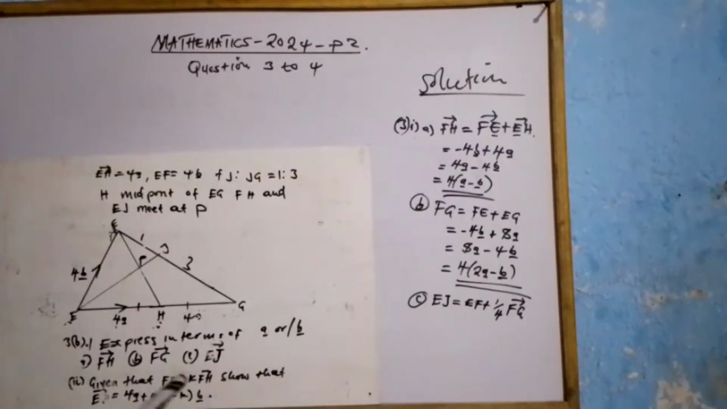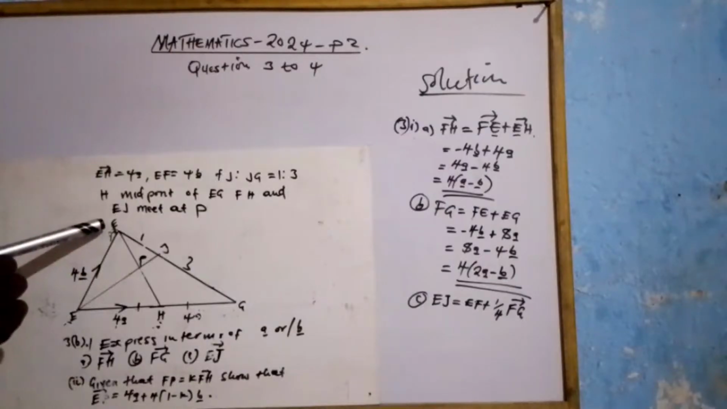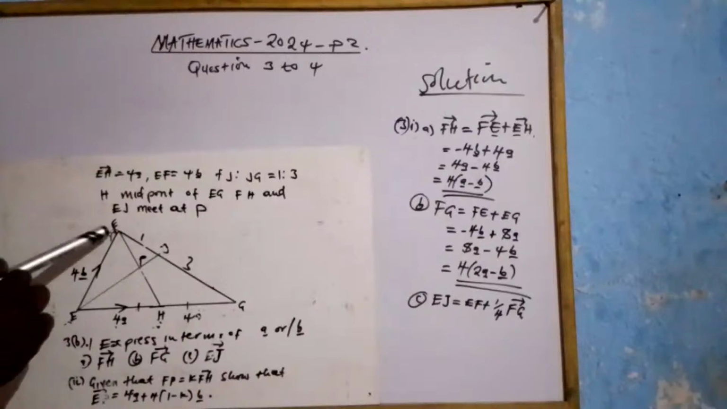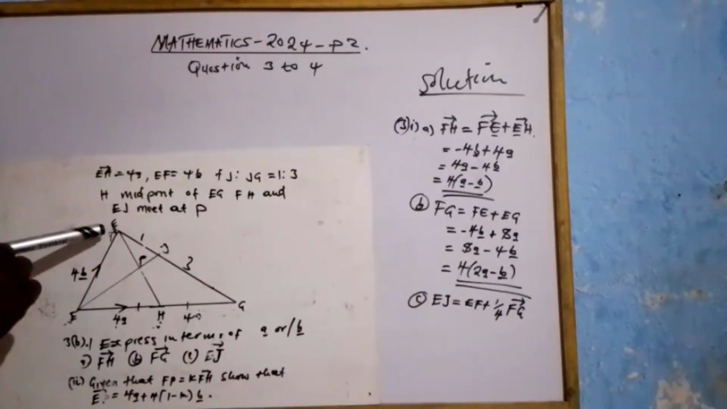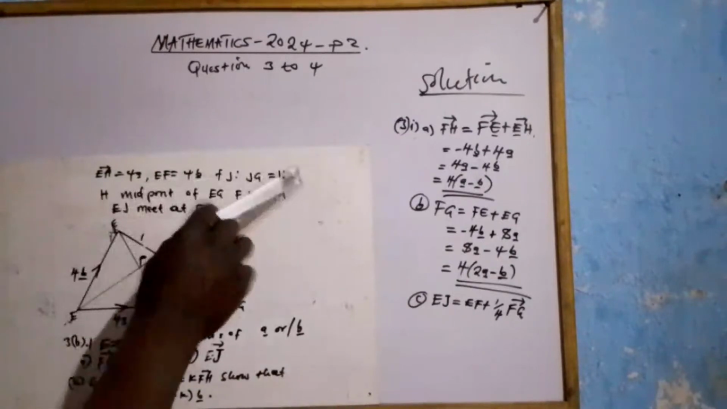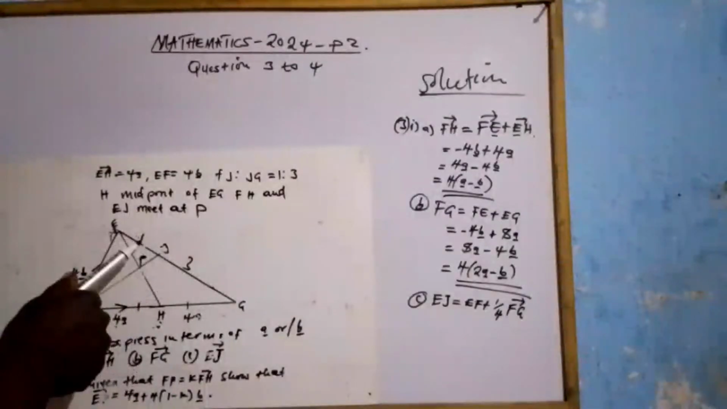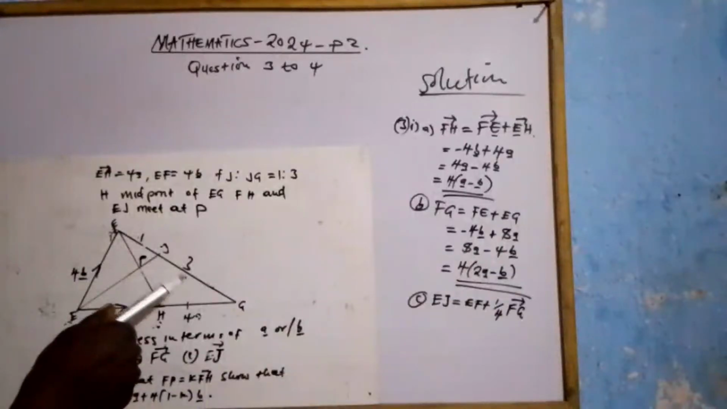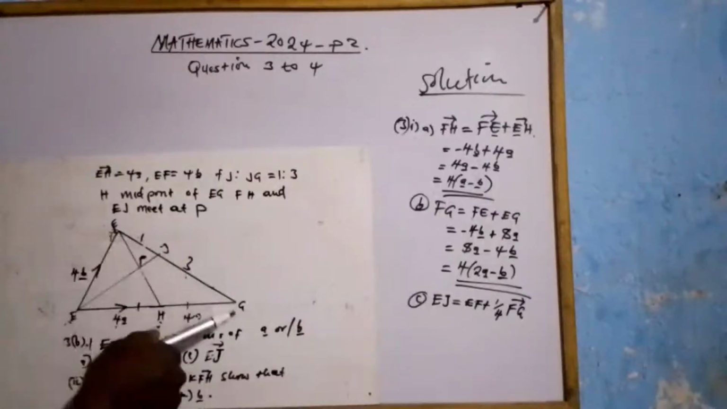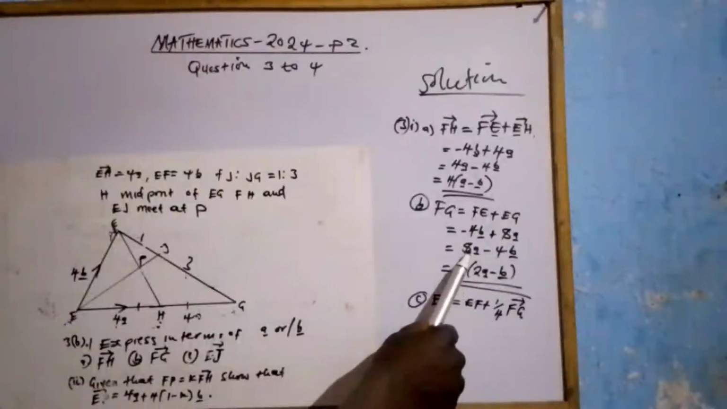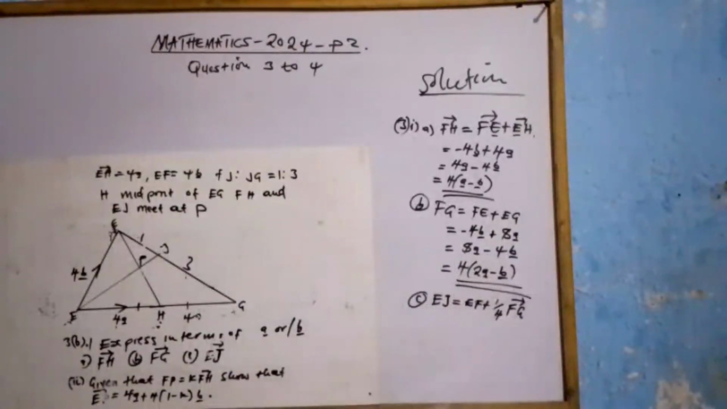So like I said, EJ, it is this one. EJ, it is EF plus 1 out of 4, because you're adding this ratio here. 1, 2, 3, which is 1 plus 3, which is 4. So it is going to be 1 over 4 of FJ. And FG, we have found that it is 8A minus 4B.